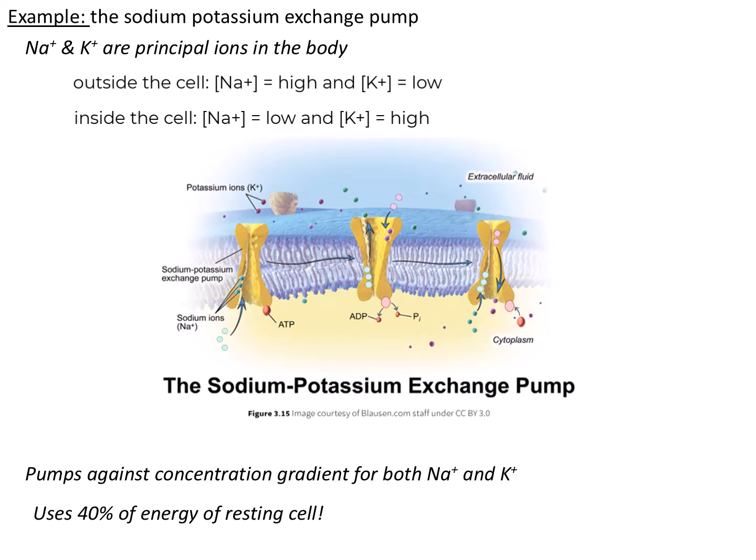This exchange pump works by pumping 3 sodium ions out of the cell and 2 potassium ions into the cell. This pump moves these ions against their concentration gradients. During active transport, the cell consumes ATP every time it pumps 3 sodium ions out of the cell and 2 potassium ions into the cell. The sodium-potassium exchange pump is so important for cellular function that the cell uses up to 40% of its energy to run this pump.